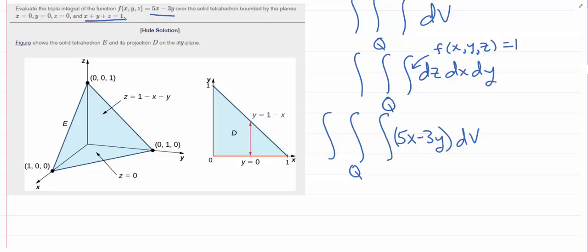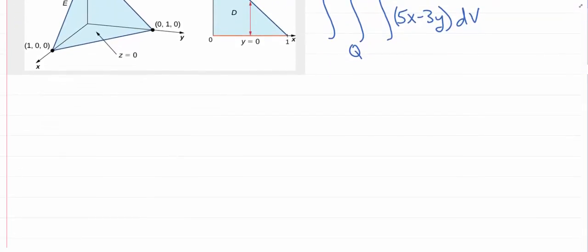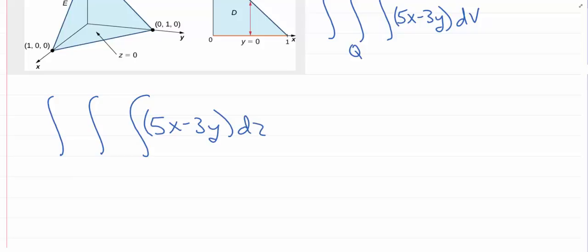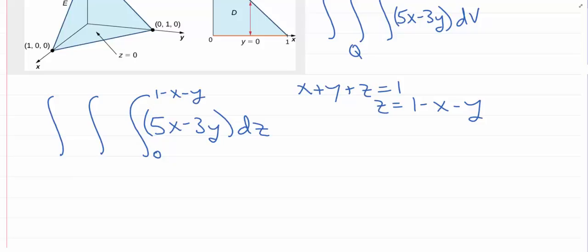To get our bounds of integration, we don't have to start with z, but in this case it's going to be the easiest approach. I'm going to integrate with respect to z first. So z starts on the xy plane and goes up to the plane x plus y plus z equals 1. Solving for z, z is equal to 1 minus x minus y. So we integrate from z equals 0 to z equals 1 minus x minus y. Now we're finished talking about z.